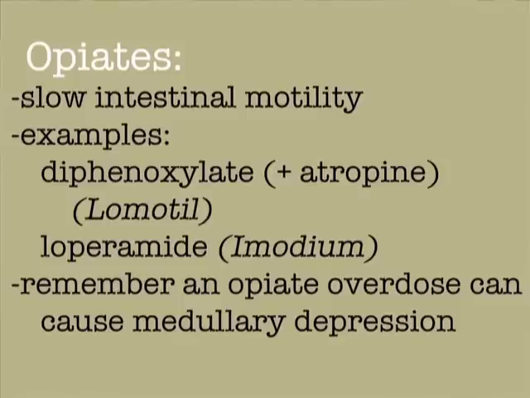Atropine is the anticholinergic we're all familiar with. It dries you out, right? So it's very good for diarrhea. The other two are opiates. They work by inhibiting intestinal wall motility and therefore help reduce the frequency of bowel movements.